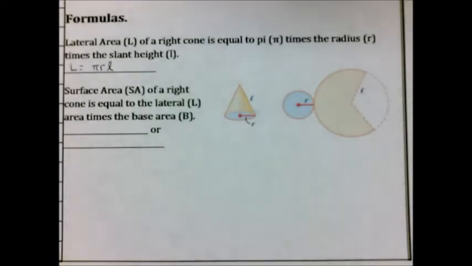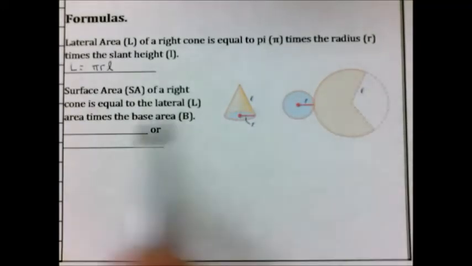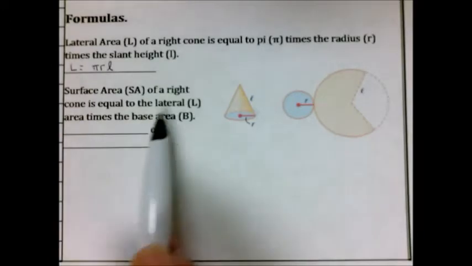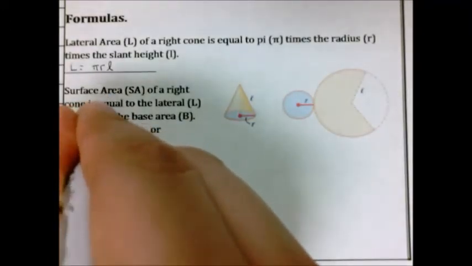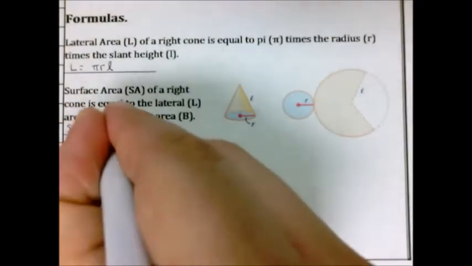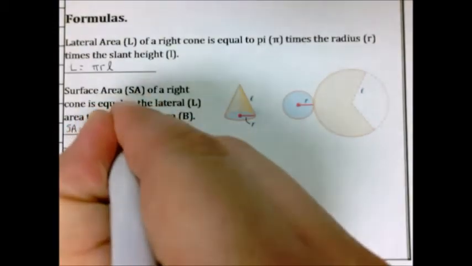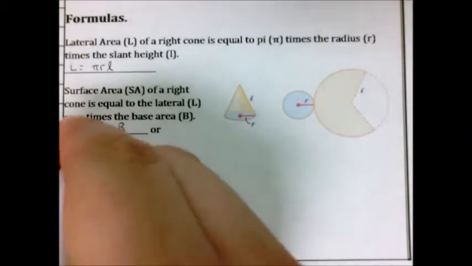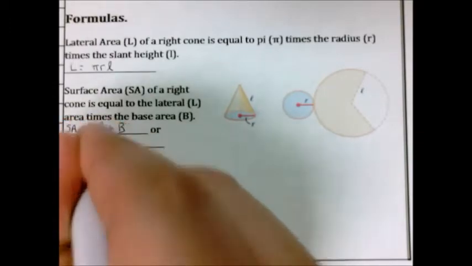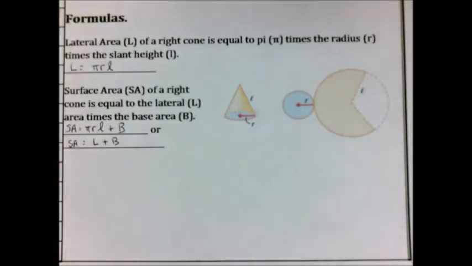Now the surface area, if we break this shape out, it's going to look something like this. The surface area of a right cone is equal to the lateral area, which remember is pi times r times L, plus the base area. Not 2 times the base area, just the base area, because there's only one base. We could rewrite this as L, meaning our lateral area, plus our base area B. That's all we have to do for that.